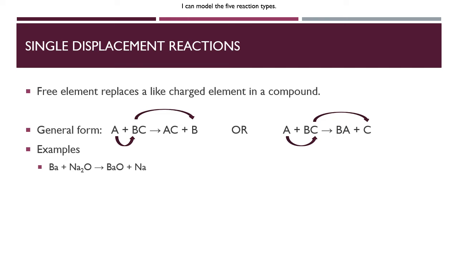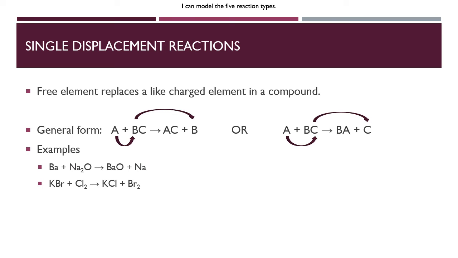So this first one here, we have barium. Barium is our free element. It's by itself. It's not in a compound with anything else. It's reacting with sodium oxide. Well, barium is a metal. It's in group 2. It will lose 2 electrons when it forms an ion, so it will form a cation. So it's going to take the place of the cation in the compound, which is sodium. And again, I know that because it's written first in the formula. So the barium takes the place of the sodium. You'll see that over here. And the sodium gets kicked out by itself as a free element.